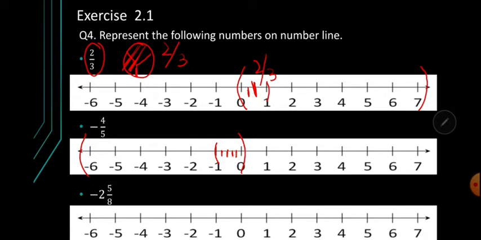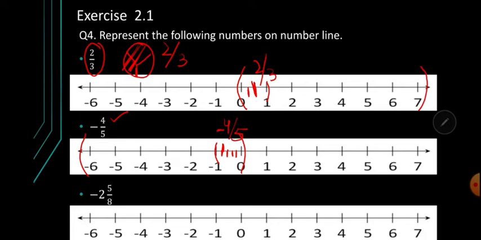These parts are not equal, but when you draw this number line in your notebooks, keep in mind that these parts must be equal. Now we count 4 from 0: 1, 2, 3, 4. So this is the minus 4 by 5 point on the number line.